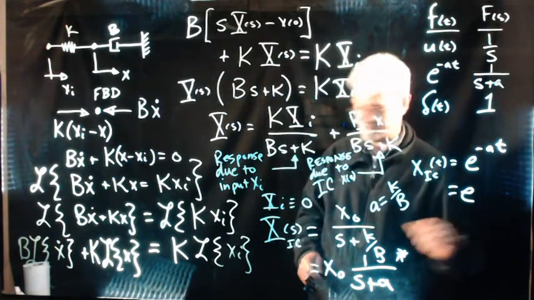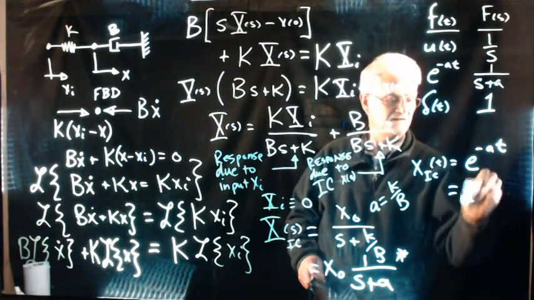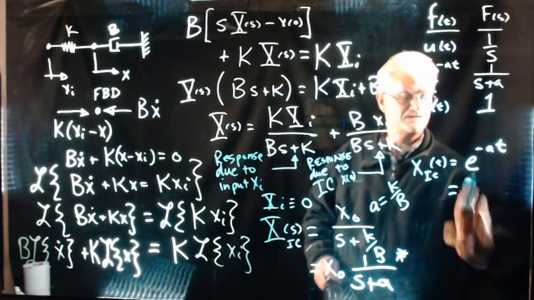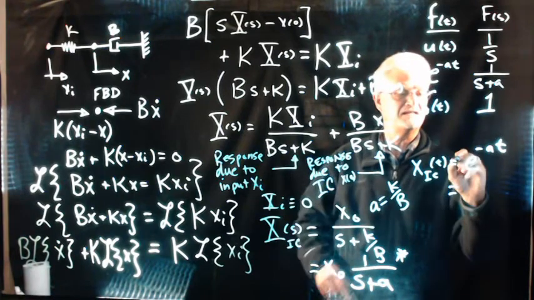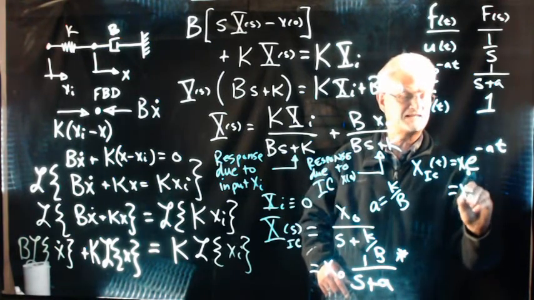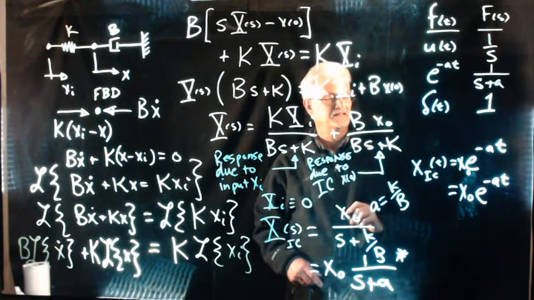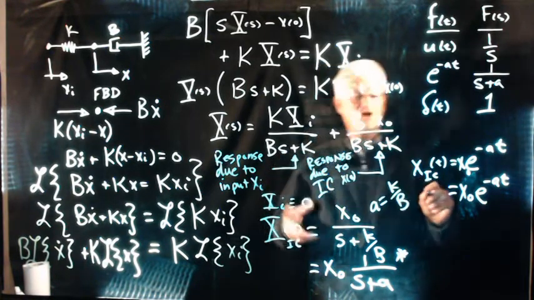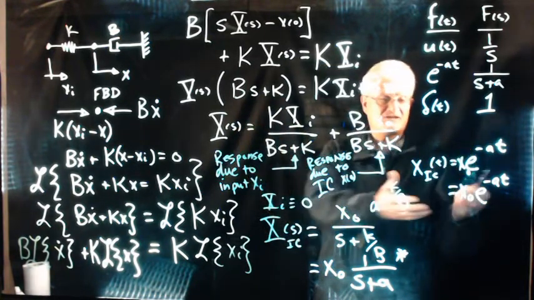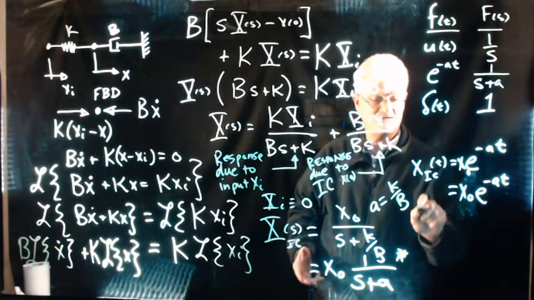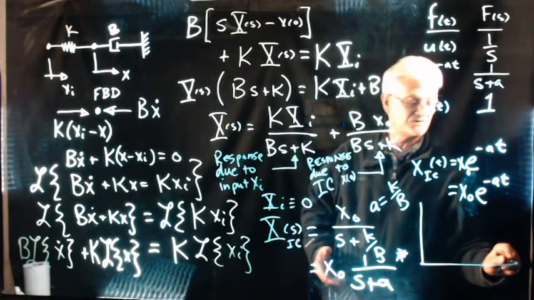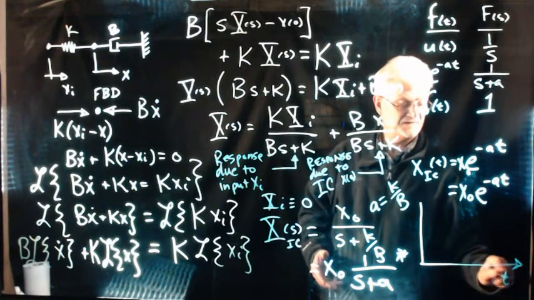I left one thing out, and I'd like to put that in here. It's hard to erase stuff sometimes. This should be x0, so that's x0 e to the minus at, right? I left out the constant. And we already know everything about a first-order system. This is just a first-order response, and we already know everything about a first-order response that we ever need to know.